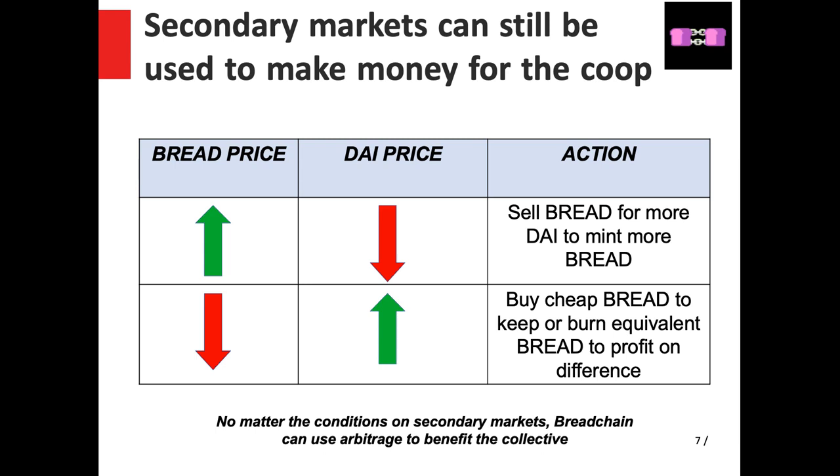And then vice versa, if the bread price is lower than DAI, we can always buy cheap bread to keep for the cooperative itself, if we want to save it for the case of the other situation. Or if we want, we can just burn the equivalent amount of bread to profit on the difference. So no matter which direction the secondary markets are at, it's always possible for the Breadchain cooperative to use that arbitrage to benefit the collective.